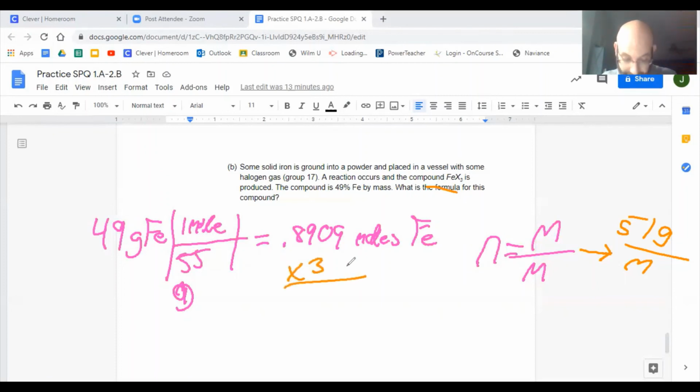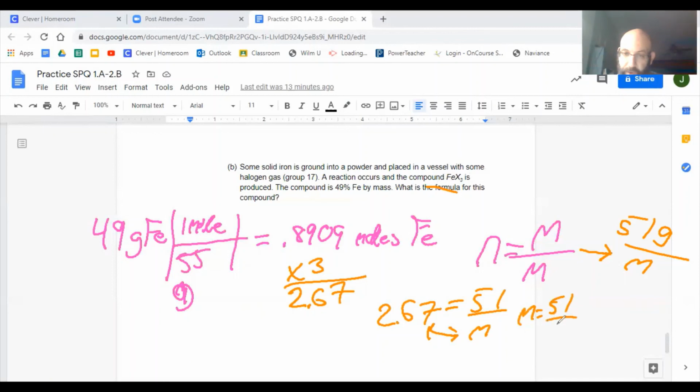0.8909 times 3, that's 2.67. So that's our moles. So now we have 2.67 equals 51 over M, molar mass. These trade places. So the molar mass is 51 over 2.67, and you get 19. And if you look on the periodic table, who has a molar mass of 19 in group 17? Fluorine. So what's the compound? Iron fluoride.